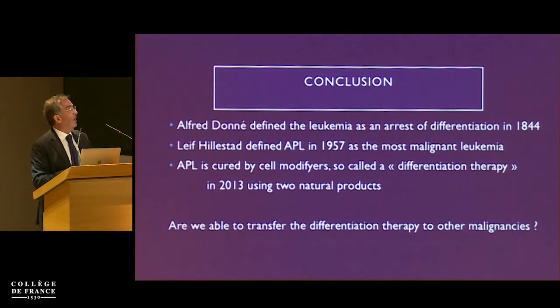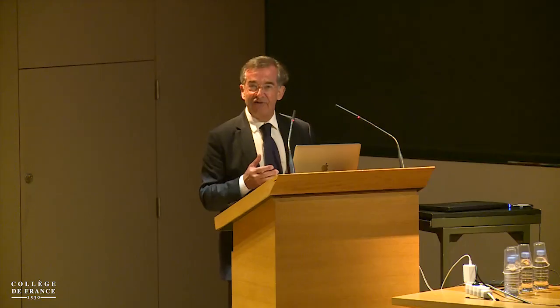So in conclusion, Alfred Donné defined leukemia as an arrest of differentiation. I like very much his definition. Leif Isted defined APL, acute promyelocytic leukemia, in 1957 as the most malignant leukemia, but today APL is cured by cell modifiers, so-called differentiation therapy, using two natural products. The question, I think, for this seminar is, are we able to transfer differentiation therapy to other malignancies? Thank you.